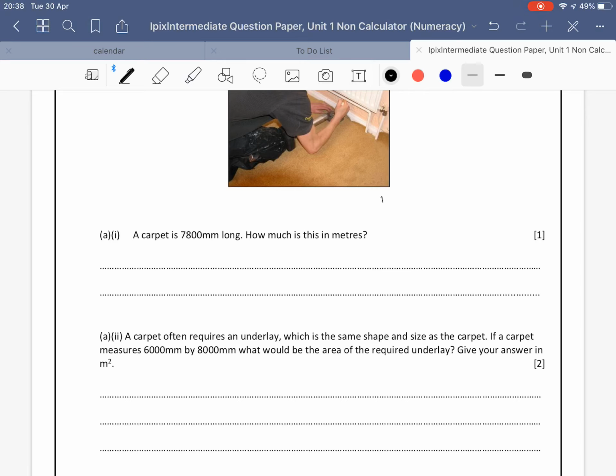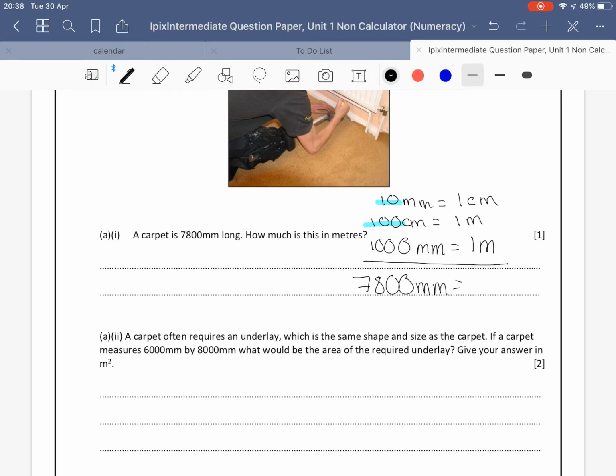So we should know that there are 10 millimetres in 1 centimetre. And then you should know that 100 centimetres are in 1 metre. So collectively, I've got the 10 and the 100, so that makes 1,000 millimetres in 1 metre. So in 7,800 millimetres, just divide that by 1,000, so it's 7.8 metres. So that's your answer.